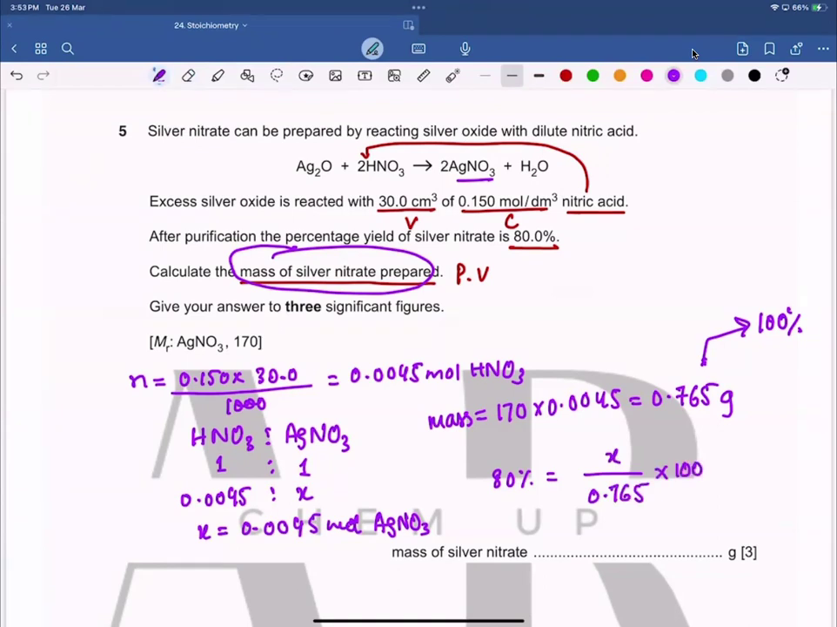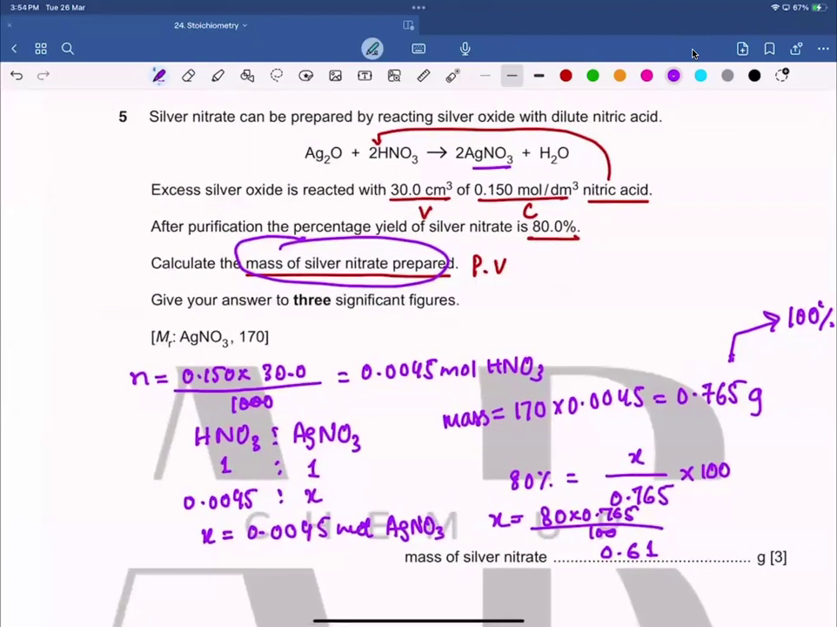So you make x the subject. It would be 80 into 0.765 divided by 100. Yes, can anyone tell me the answer, please? 0.61. So this is the mass of silver nitrate when the yield is 80%. Is this clear? 80 into 0.765 divided by 100, you will get 0.61.